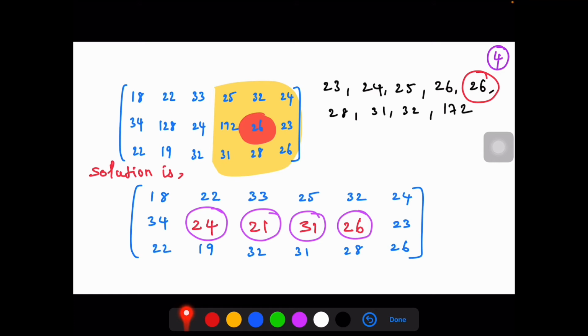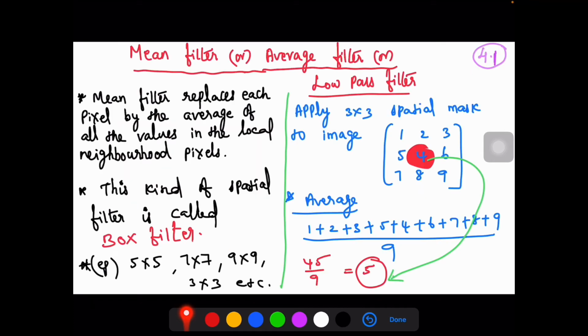Yes, hope you understood the median filtering. Let's see the mean filter. The mean filter is also called a low pass filter, or average filter. Here the mean filter replaces each pixel by the average of all the values in the local neighborhood pixels. This kind of spatial filter is also called a box filter: box filter, mean filter, average filter or low pass filter. And it could be of sizes like 5 cross 5, 7 cross 7, 3 cross 3, 9 cross 9, and so on. Let's see how a mask is applied to an image.